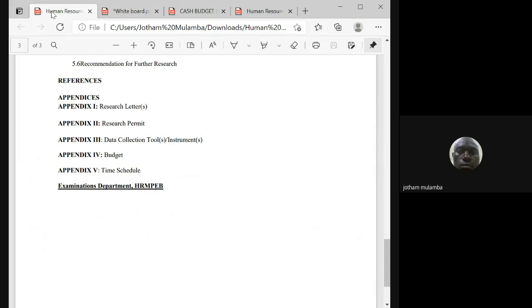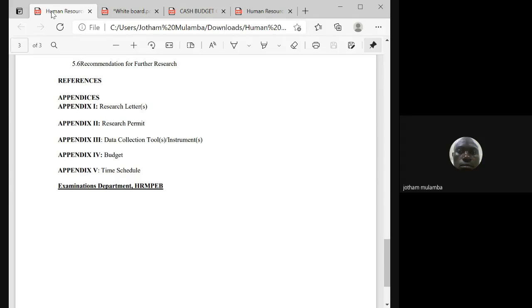Then other than that, you'll have appendix 1. For the purpose of the proposal, your appendix 1 will be the questionnaire. So you have to prepare a questionnaire that will assist you to conduct the study. Then appendix 2 will be your budget. How much money do you anticipate to spend on that particular research study? Then appendix 3 will be your schedule, the time schedule. How long would you anticipate to conduct that particular research study?